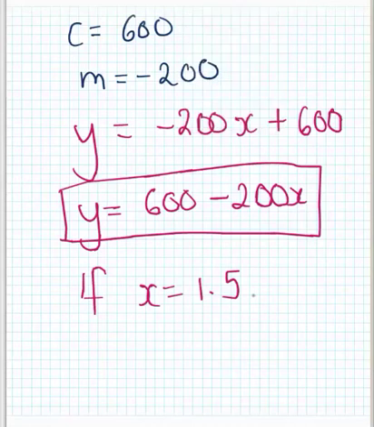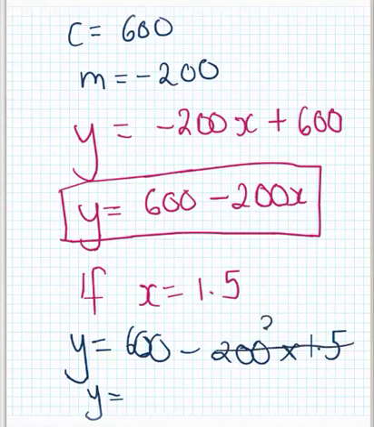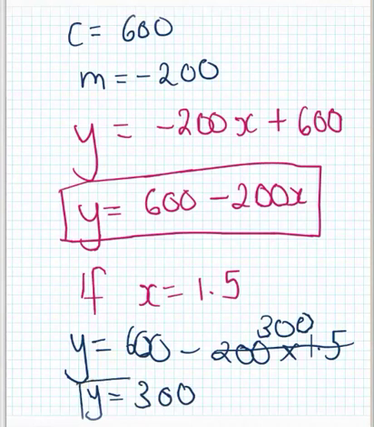So y equals 600 minus 200 times, because we know we've got 200 times x, so times 1.5. And you can just chuck this into your calculator. 200 times 1.5 would be 300. And 600 minus 300 is 300. Okay, and now that y equals 300, you have to explain what this means.